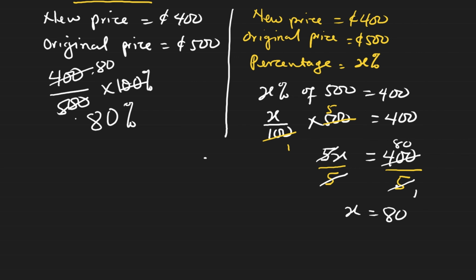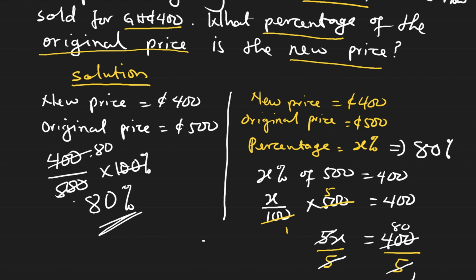So we come back to answer the question. Since we have 80%, that's what we got earlier. Whichever method you use, you should get the same answer. Try the next question yourself.